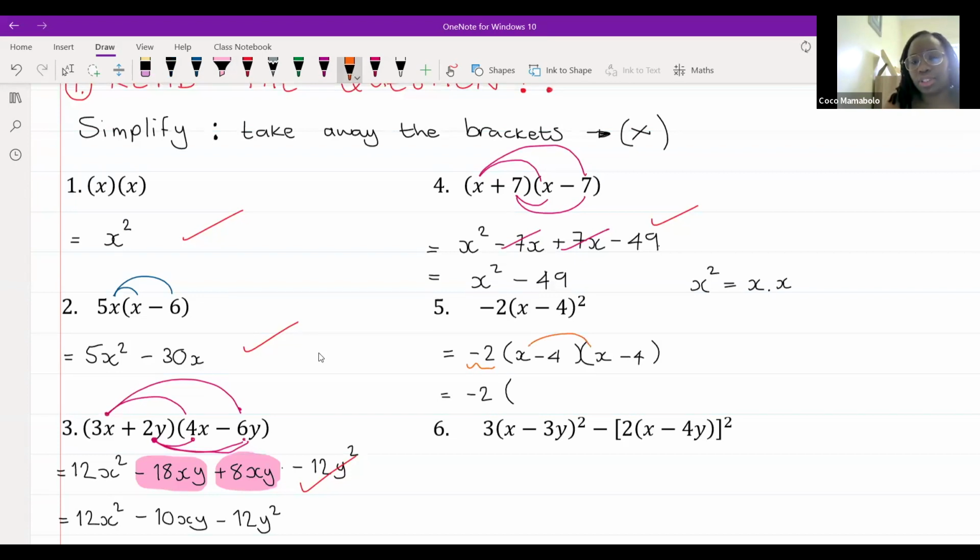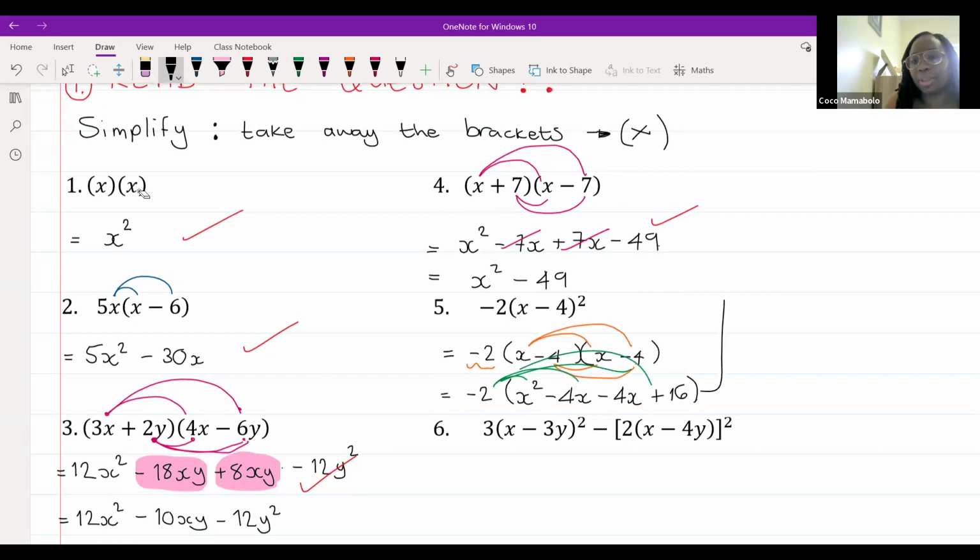x times x, first and first, outer with outer, inner with inner, and last with last. So we're going to get x squared, and then x times -4 will give us -4x, -4 times x would give us -4x, and then -4 times -4 will give us positive 16, right? Which is lovely, but we're not quite done. We're not done because that -2 is still sitting on the outside and we haven't simplified. So now we have to take that -2 and multiply it in.